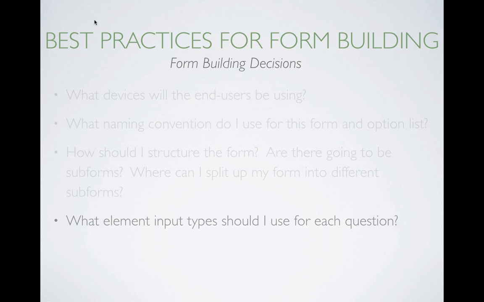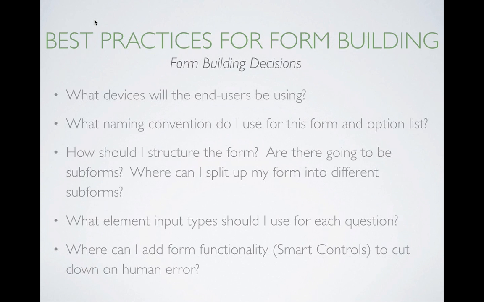Next, we have, what element input types should I use for each question? This is specifically important to think about with option lists. We have 3 different types of option lists, so know which type would be best for the kind of question that you're asking, as well as if you should have either a text area or just a text input type, depending on how much text you'd like to give the user, and so forth. And the last one here is, where can I add form functionality? So the smart controls or whatnot to cut down on human error.